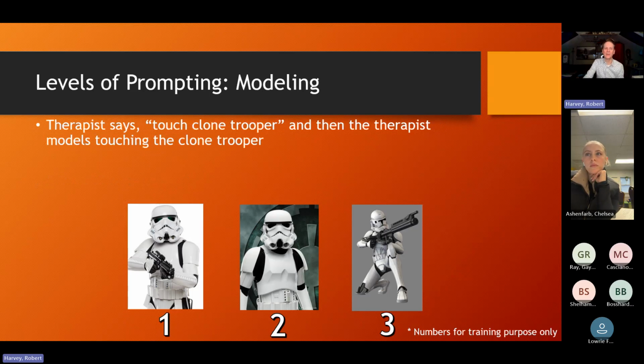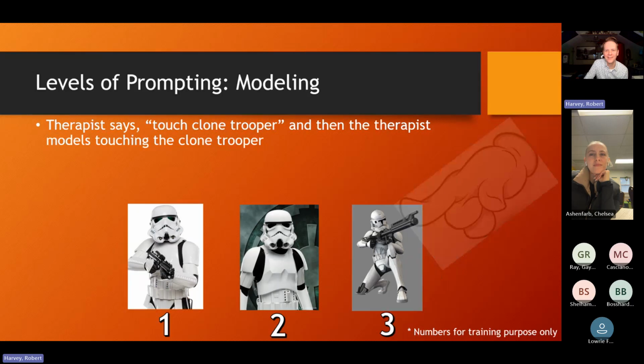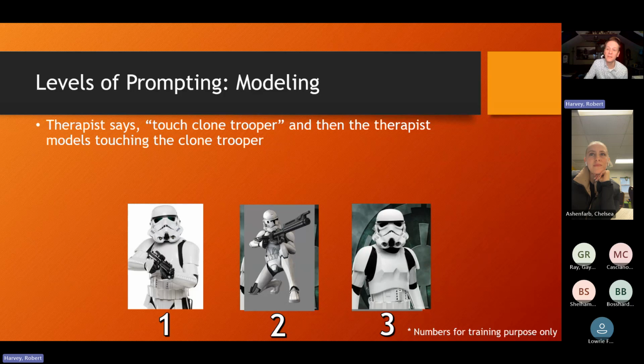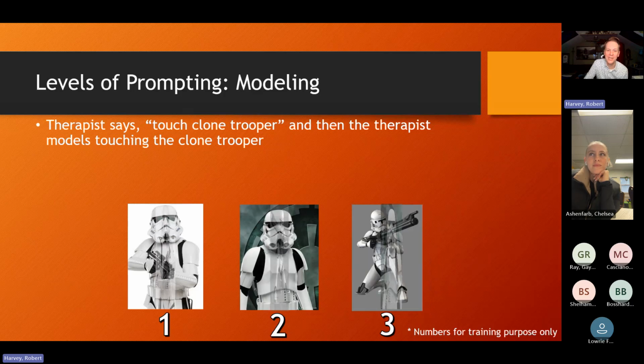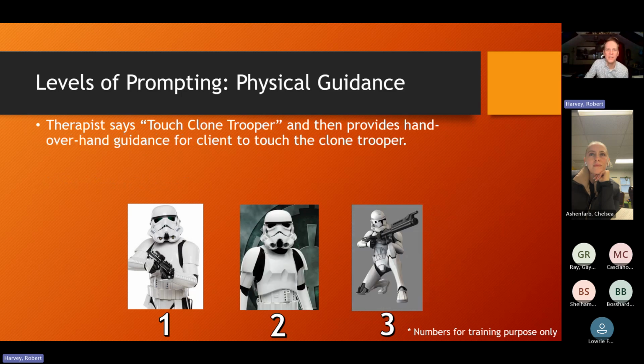Now you could use modeling, okay? So the therapist says touch clone trooper, and you're out of the hot seat for a little while, Chelsea, because most of these have more prompting in them. The therapist says touch clone trooper, and the therapist models it, right? So the therapist touches the clone trooper. Look at that. Oh, wow. Okay. And then we might change the field, right? It's kind of a fancy representation of changing the field. So it's the same pictures, but they're in a different order, okay? And then I say touch clone trooper, and you guys all touch 2. So that's a modeled prompt. I showed you what the answer was, and then I had you do it.